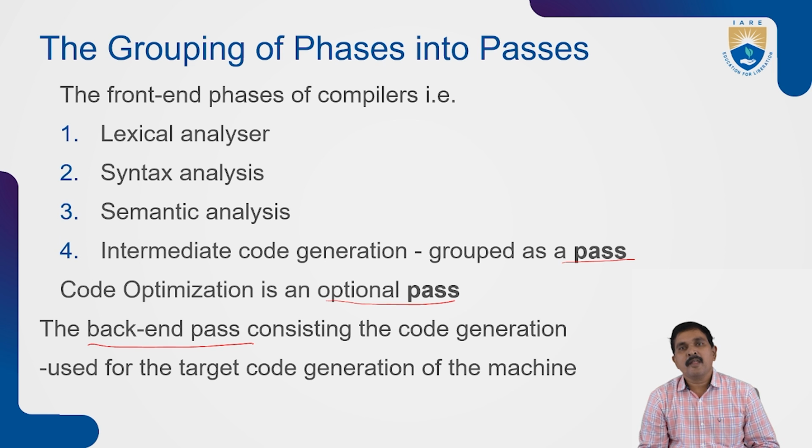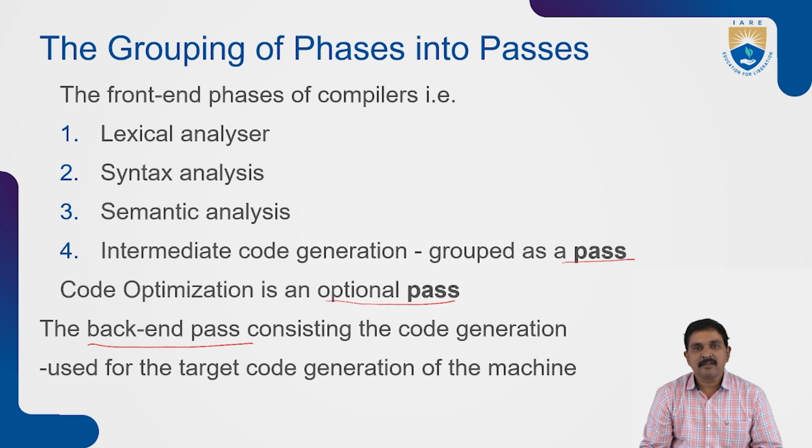Finally, you know that you have to make a group of activities from several phases. That is called a pass. You should identify totally how many distinct passes there are: 3 distinct passes. One pass is called the front-end pass, comprising the activities from lexical analyzer to intermediate code generation. The next pass is the optional pass, called code optimization. If you apply code optimization, that comes under another pass. One more pass is the back-end pass, which consists of code generation.